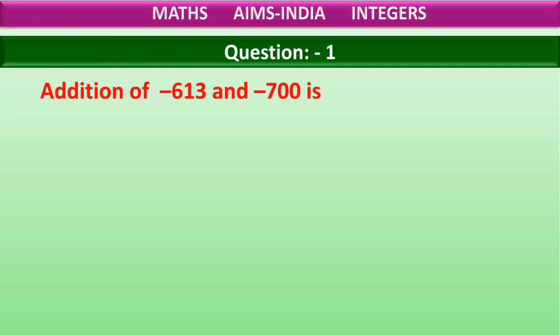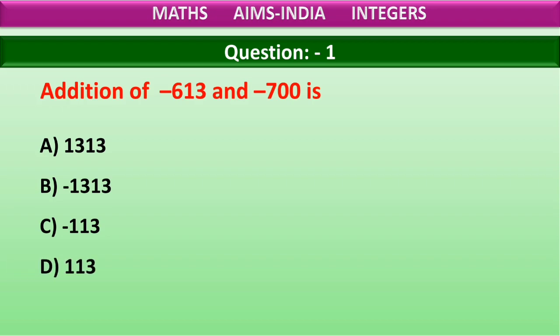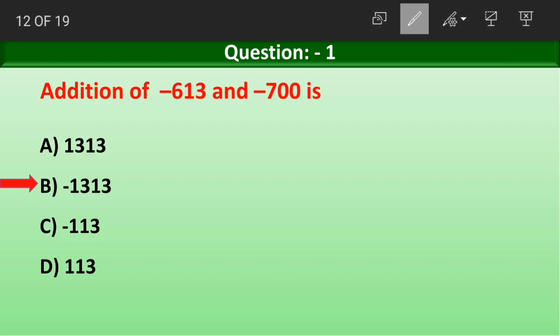Question number 1. What is the addition of minus 613 and minus 700? Option A 1313, option B minus 1313, option C minus 113, option D 113. Now what is the correct answer here, class? Yes, the correct answer is option B, minus 1313.